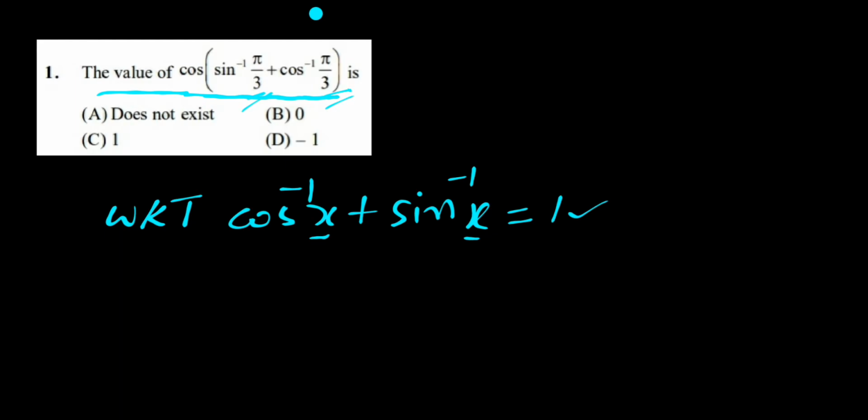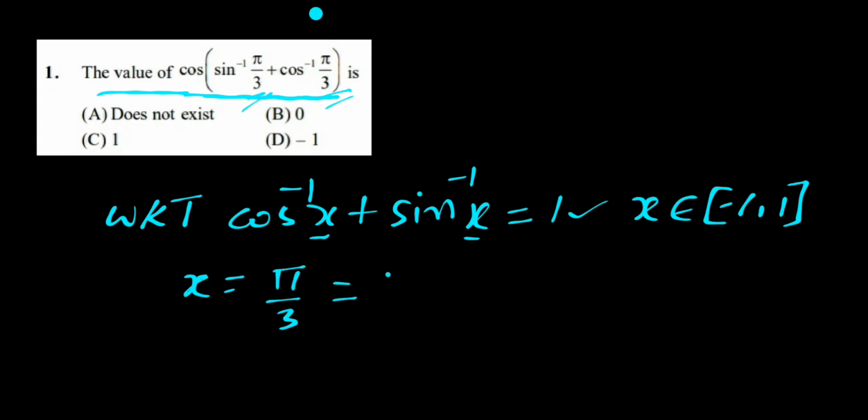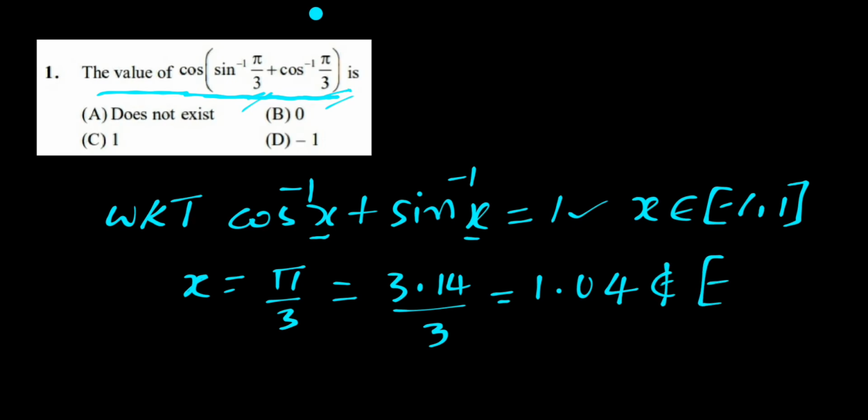But this is a wrong one. Why? Because x compulsorily lies in the closed interval minus 1 comma 1. Here the x value is pi by 3, which is nothing but 3.14 divided by 3, that is 1.04. It does not belong to the closed interval minus 1 comma 1. So the solution does not exist. Option A is the correct answer.